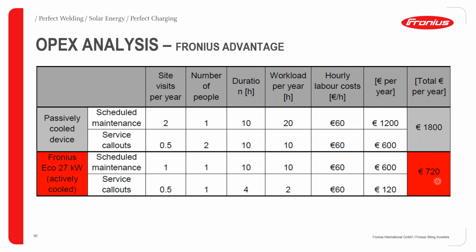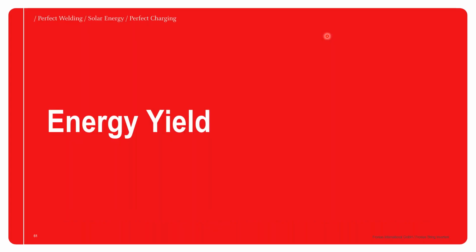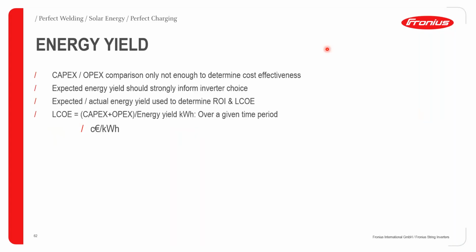And therefore, we can see that using a Fronius Eco inverter, you have a clear advantage. So the Eco inverter is giving you savings of approximately 1,000 euros per year as far as OPEX is concerned in this case. Then in terms of energy yield, of course, becomes a very important topic. As we have already mentioned, talking about an actively cooled inverter or a passively cooled inverter, what is your choice as an installer or a system designer? You want to ensure that your customers are going to get the highest yields over the lifespan of the system.